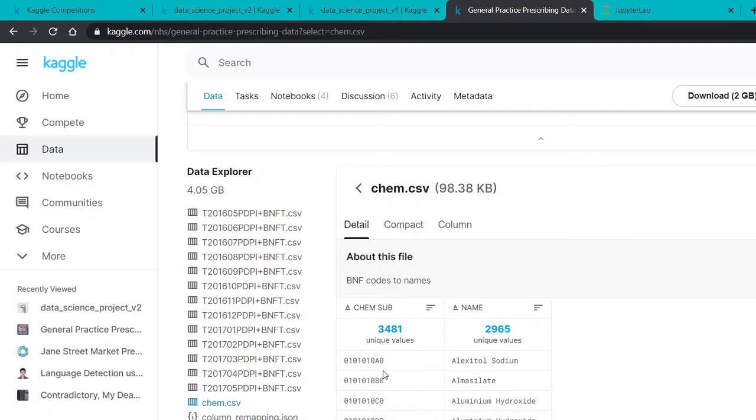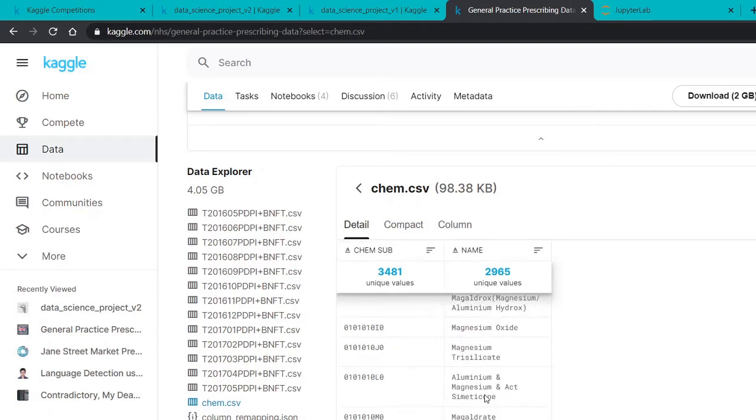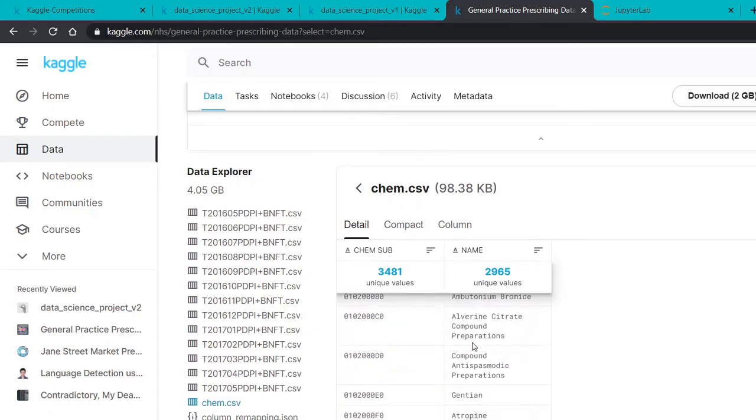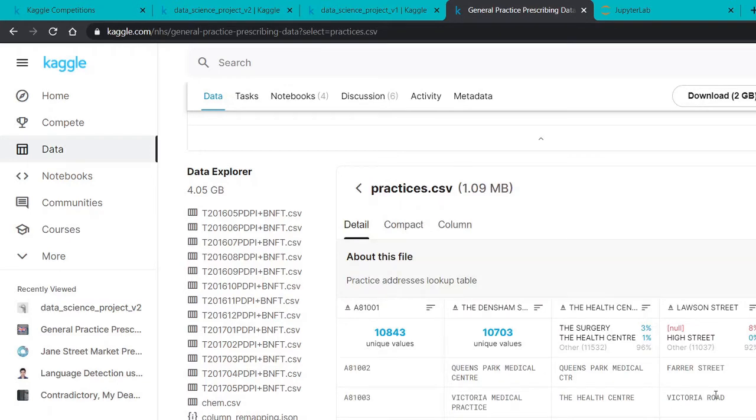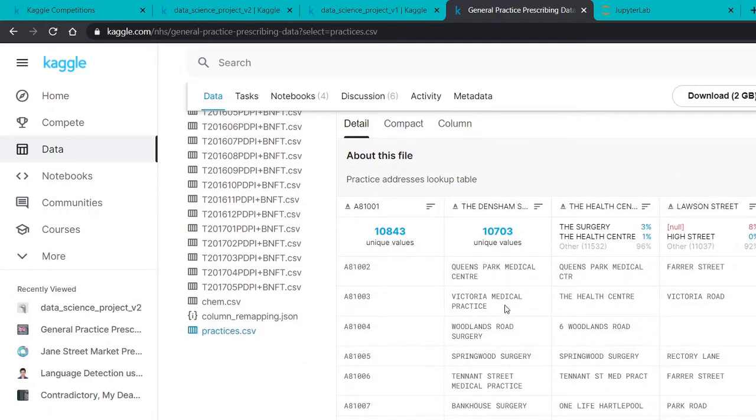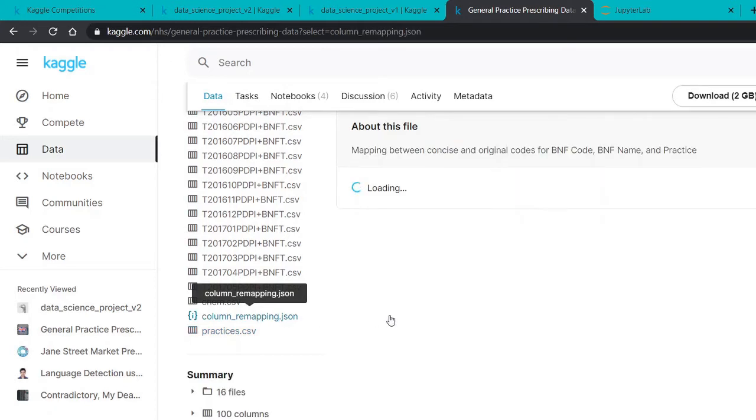You can see the first seven numbers of the BNF code. This corresponds to different chemicals and different medicines. This is practices.csv, which contains the address of the hospitals, the postal codes, and a unique code known as the practice code. This will be further used to map where the particular medicines were sold and at which hospital, so that can be mapped later.